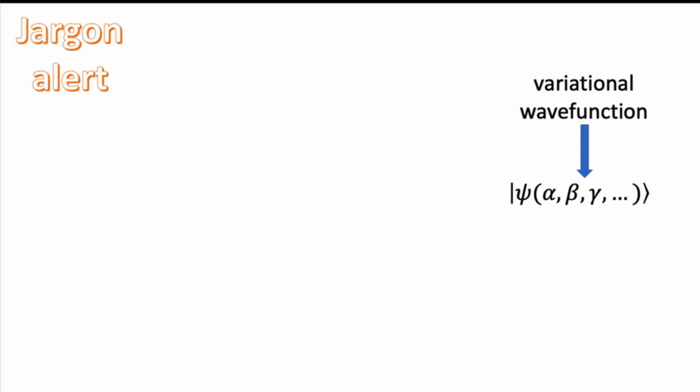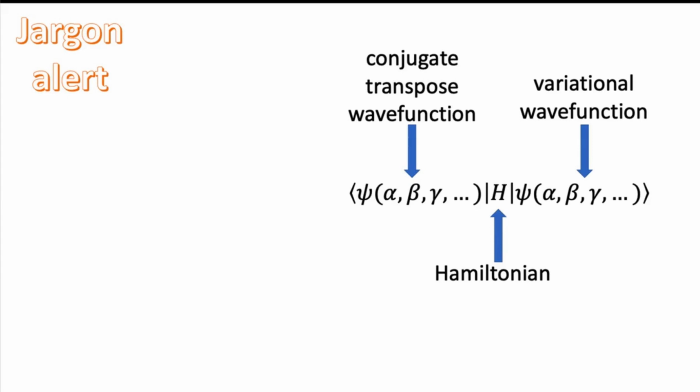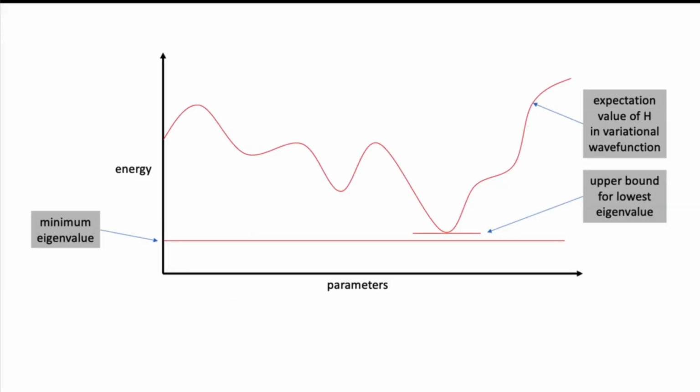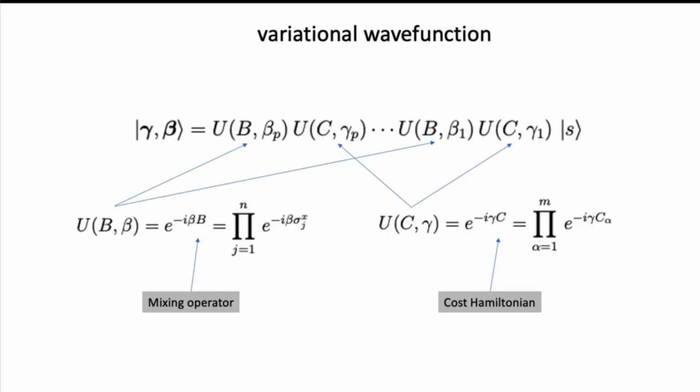If we sandwich a Hamiltonian between a wave function and its conjugate transpose, the result is an upper bound for the lowest eigenvalue of the Hamiltonian. If we vary the parameters in the wave function, then the expectation value will vary too, and the set of all those expectation values will be an upper bound for that lowest eigenvalue.